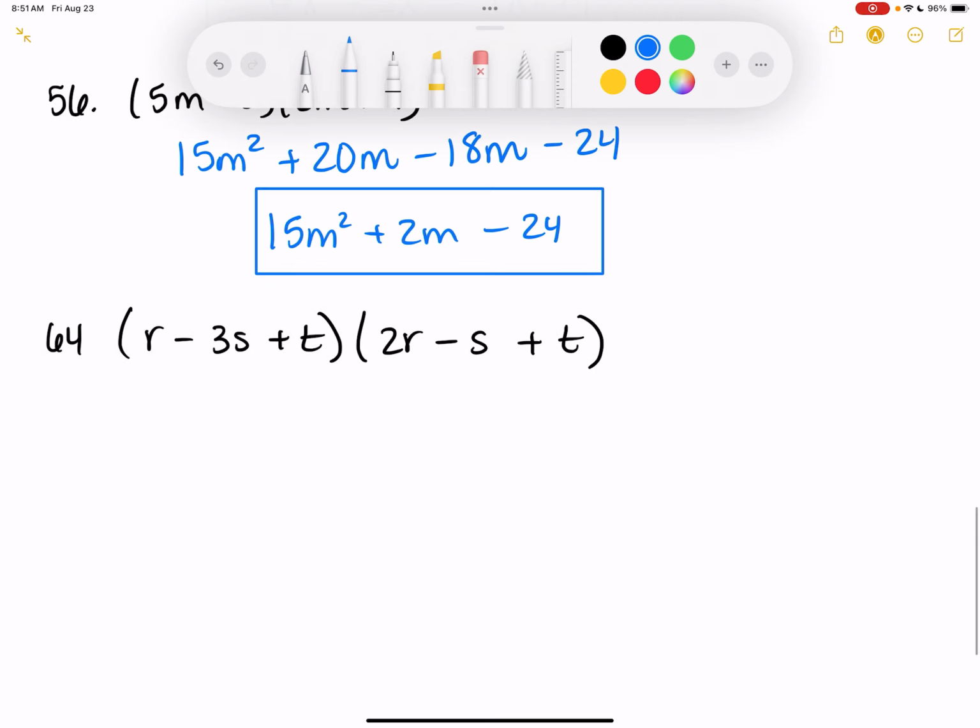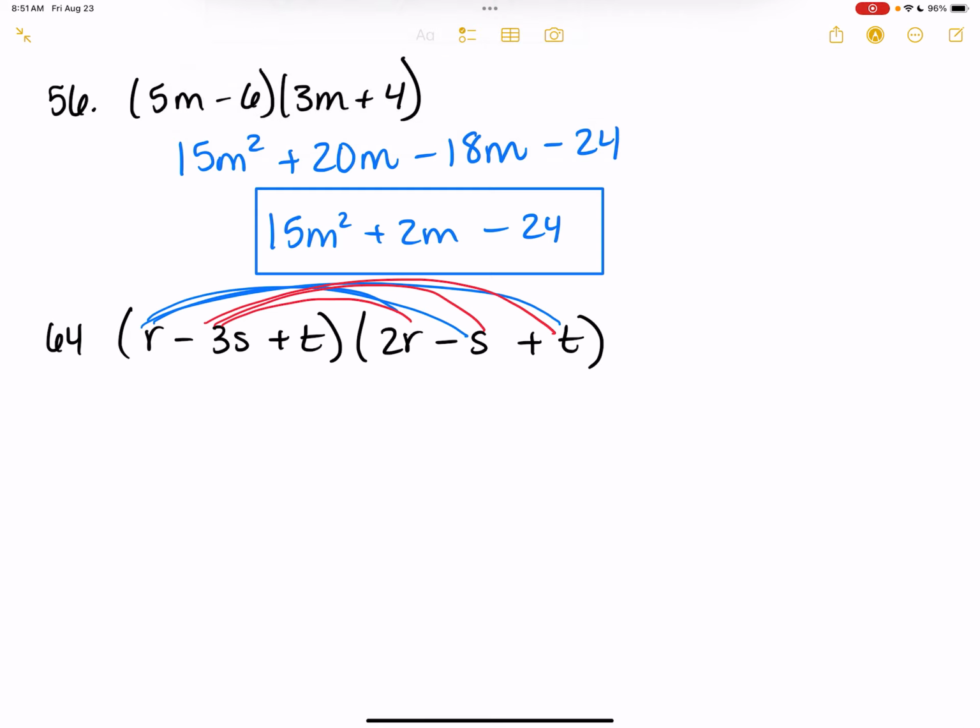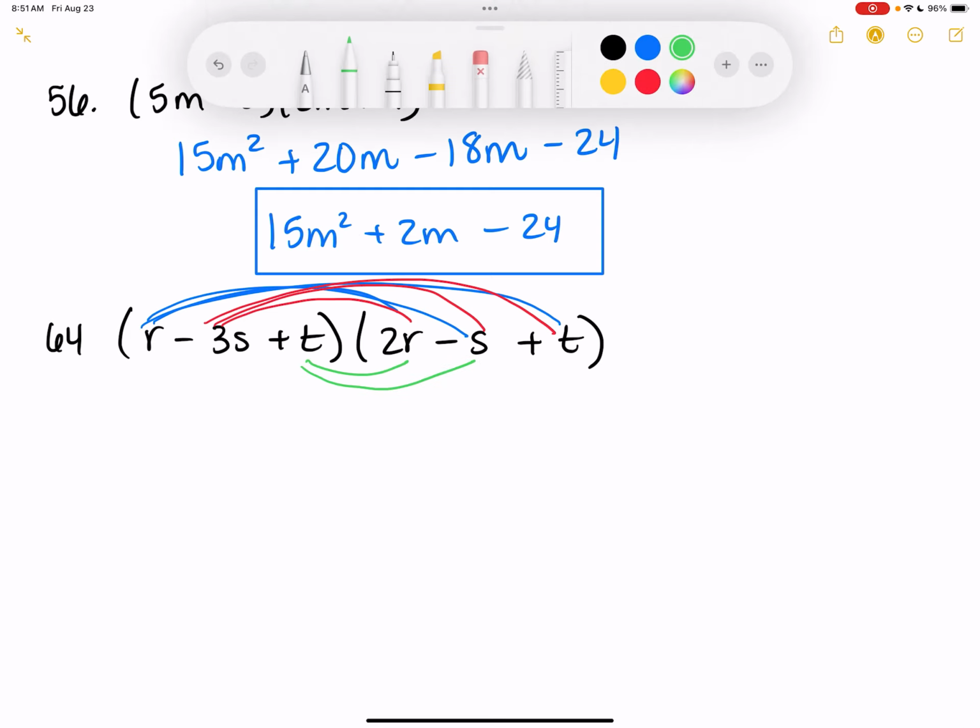So when I do this, I have to do r times 2r, r times negative s, and r times t. Then I have to do the negative 3s times 2r, the negative 3s times negative s, and the negative 3s times t. And then ultimately, t times 2r, t times negative s, and t times t. So I have a lot more terms going on in this one. That's why I call it superfoil. It's still getting all the terms, but there's not a fancy name for it, so I started calling that a couple years ago, and then the kids started calling it that too.